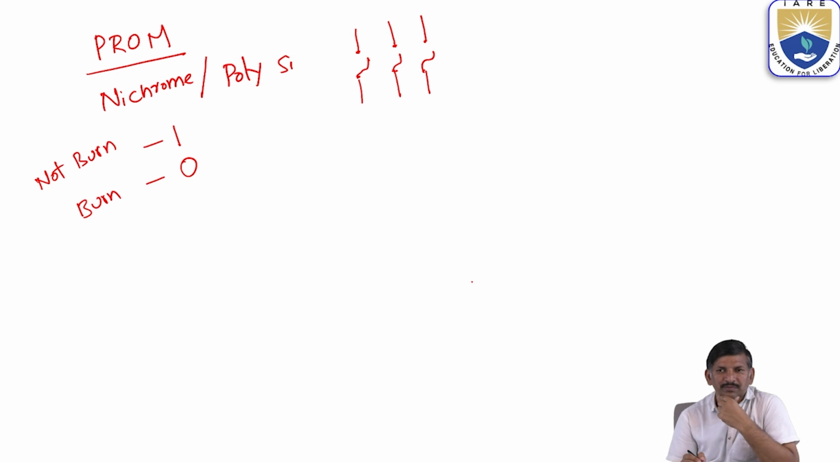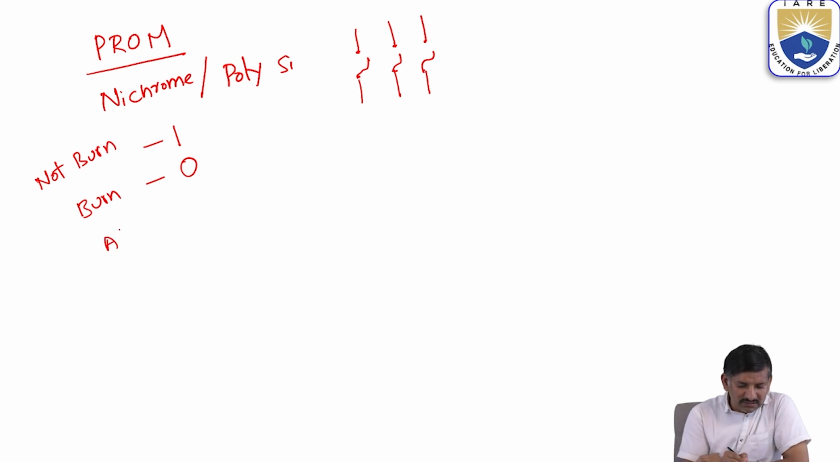Okay. Here it contains nichrome or polysilicon wires. These act as fuses. These are arranged in a matrix form. So these are not burned by default. At that time it stores 1. Whenever the fuses are burned as per the data given by the customer, that stores bit 0.